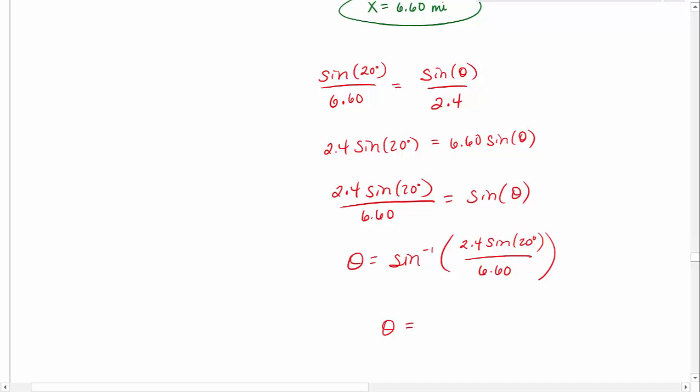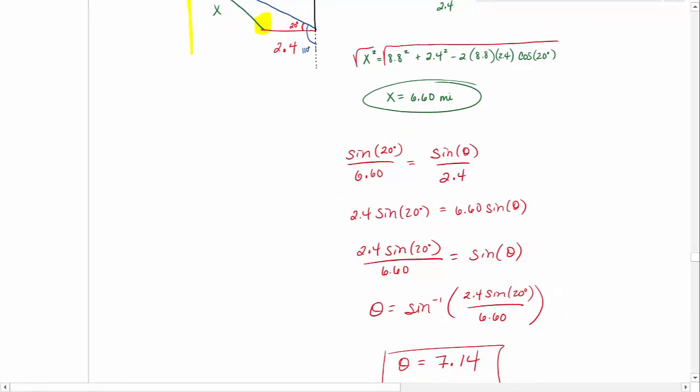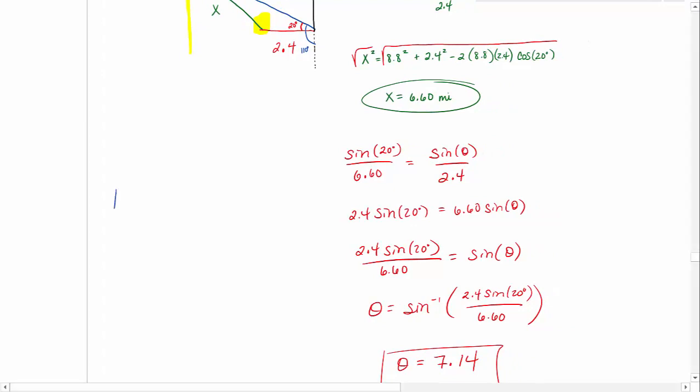We get theta to be equal to 7.14. But remember, that's not our final answer for our bearing. Our bearing is going to be the original 110 degree bearing plus what we got for theta. So we get our final bearing to be 117.14 degrees.